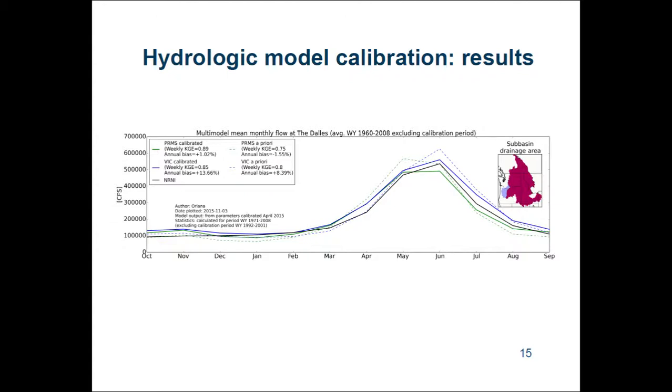Our calibration statistic, which was the weekly Kling-Gupta efficiency, goes on a scale of 1 being a perfect simulation down to negative infinity. We saw increases in that KGE for both PRMS and VIC. We saw a slight increase in bias for VIC, but I should note that the streamflow time series you're seeing here are not bias corrected yet. So there will be a post-processing bias correction step, but these are just kind of how our calibrations turned out without any other modifications.